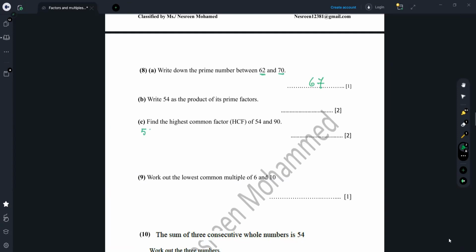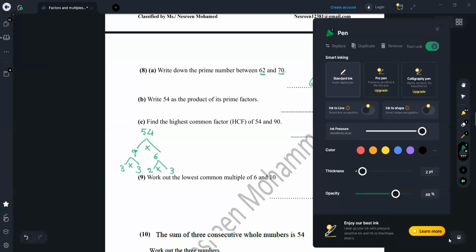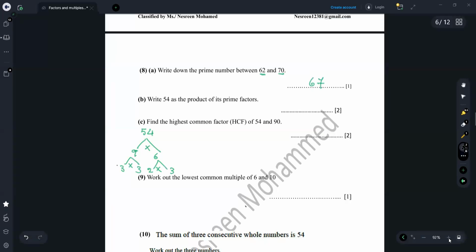Okay, you write here, I will choose my 3 method. 54, this will be 9 multiply 6. The 9, this is 3 multiply 3. The 6, this is 2 multiply 3. I will circle here. This is 3, this is 3, this is 2, this is 3. So 54 will be 2 multiply 3 power 3. Okay, this is the 54. What we will write here is that 54 equals 2 multiply 3 power 3.